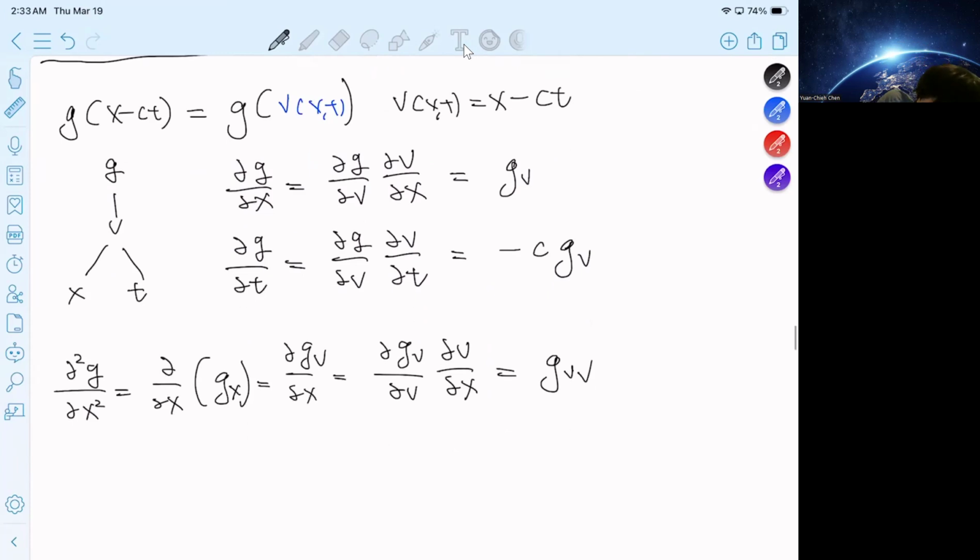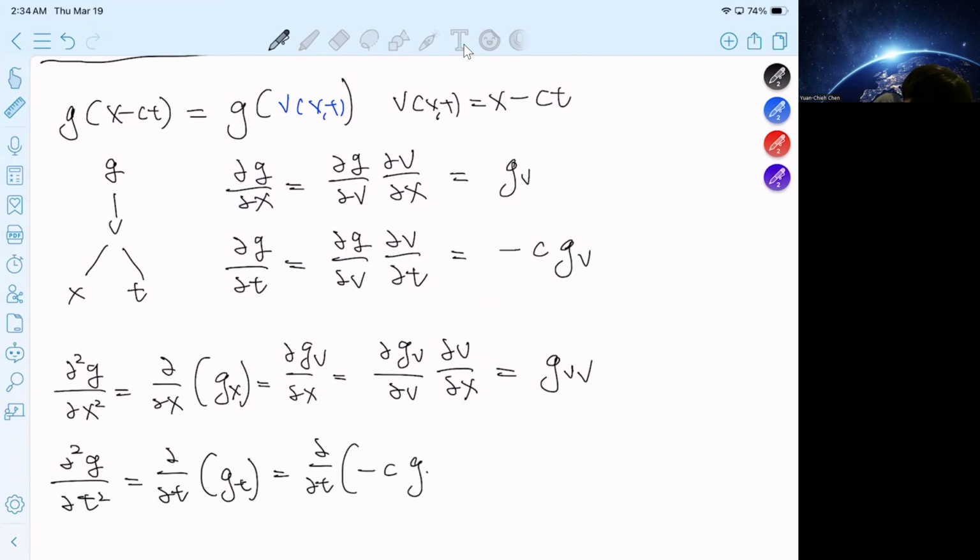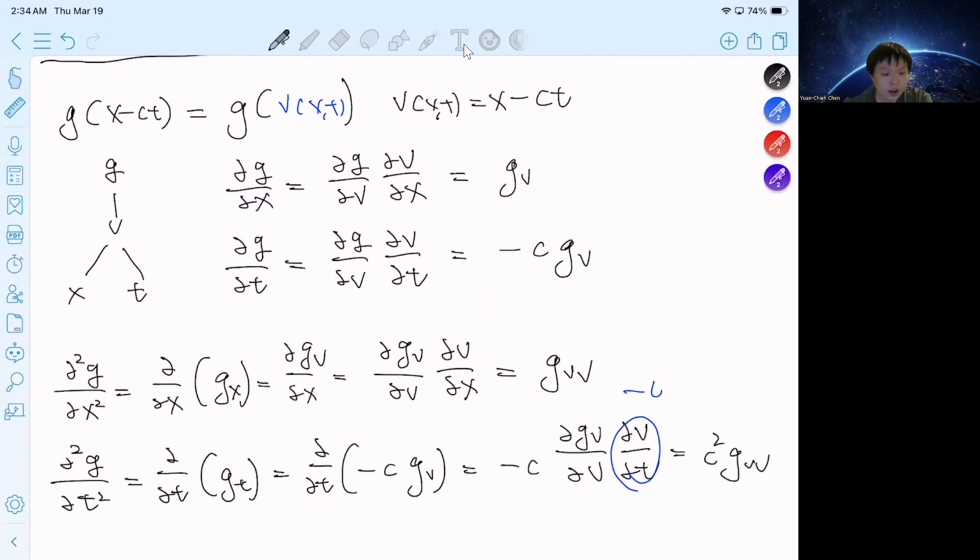And for partial squared g, partial t squared, it will be partial t of gt. So this is partial t of negative c gv. So this will be negative c and partial gv, partial v and partial v, partial t. And this one is negative c, and negative c times negative c will be c squared. So this is c squared gvv. And that's it. So we have the f part and the g part. We just add them together.